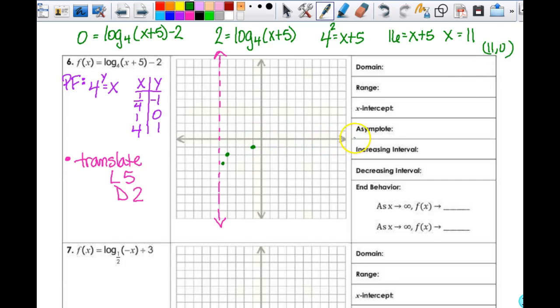This only goes to 10, so we can make that like 11. But that helps me with my shape, so I don't pop up over the x-axis too soon there. And it's going to look something like that. Okay. Everybody good?